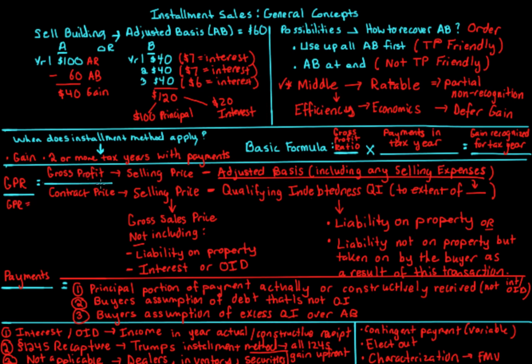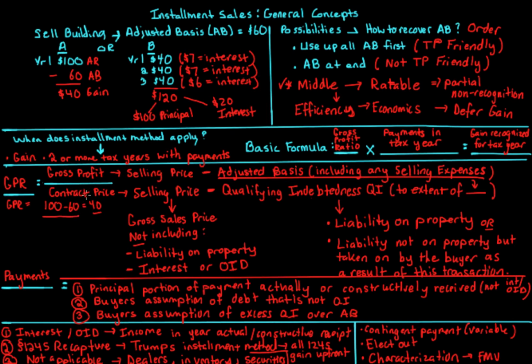The gross profit is the selling price, which is the total selling price, since again, this is for all the years. We have 120 total payments, but it does not include the interest. So we do not include the $20 of interest. It's going to be 120 minus 20, which is 100. So that is the selling price, minus the adjusted basis. The adjusted basis here is 60. So 100 minus 60 is 40. Okay?